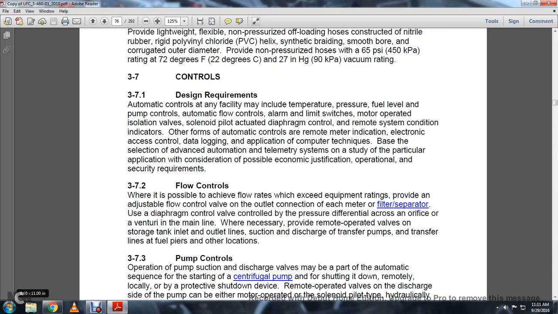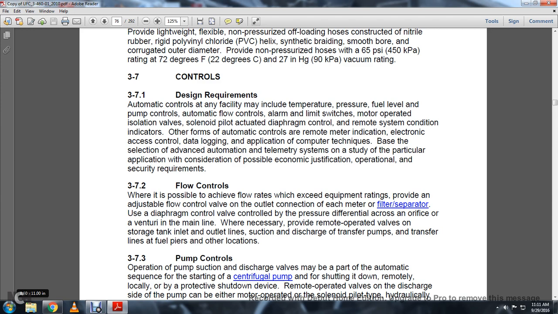alarm limit switches, motor operated isolation valves, solenoid piloted actuated diaphragm control, remote system control, condition indicators, or other forms of automatic control, remote meter indication, electronic access control, data logging, and application of computer technology based on the section on advanced automation telemetry system, on a study of a particular application with consideration of possible economic justification.